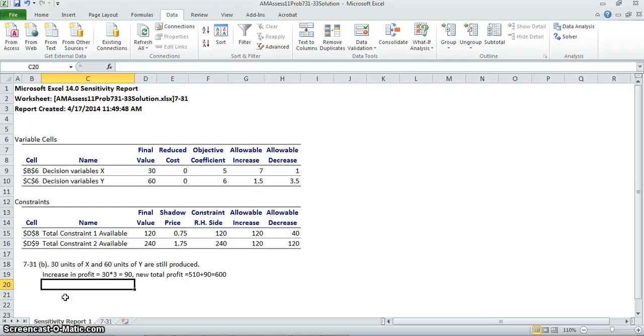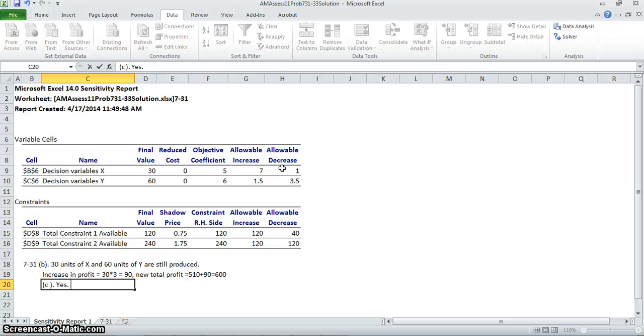Part C of problem 31 says, instead of an increase in profit for X to 8, suppose profit should have only been 3. Does this change the optimal solution? What we notice here is a change in profit to $3 would be a decrease of 2 from the current value. The allowable decrease is only 1.